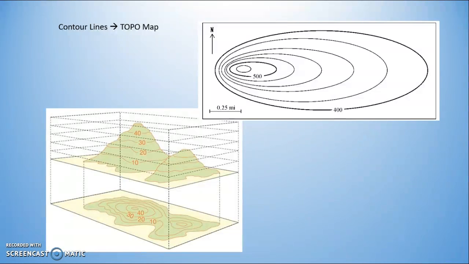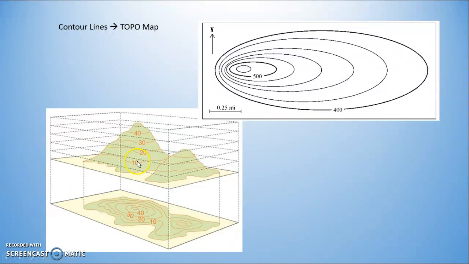First part that we're going to look at are the contour lines of the topo or the topographical map. This left image here is showing you how we go from that 3D real-life image to the 2D map that we look at.